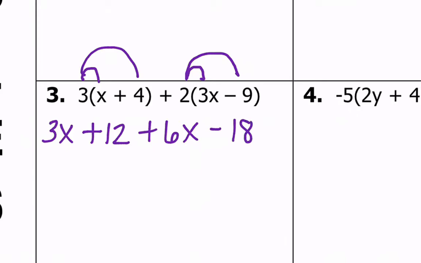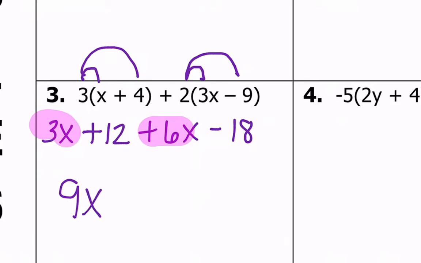All right, so we're done with the multiplying part. Now we just need to take our like terms and add them together. So we do variables first. So let's look at our x's. See a positive 3x here and a positive 6x here. So those are the two numbers I need to add up. 3 plus 6 is 9, so that's how many total x's we have.